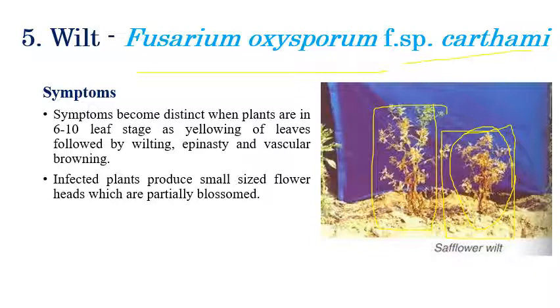And we can also see the yellowing of leaves as well as wilting, epinasty and vascular discoloration of leaves. So infected plants produce a very small number of leaves, and the size of the flowers as well as the size of the leaves can also be reduced. So they may produce blossoms, or sometimes they may not produce blossoms also.